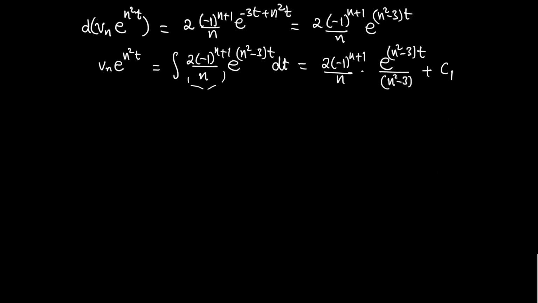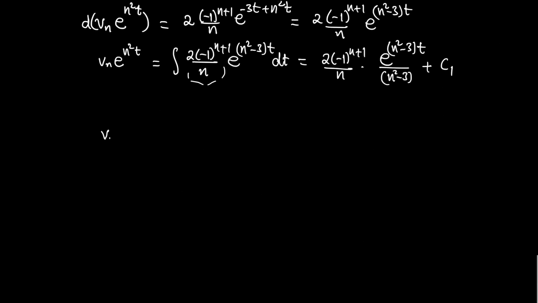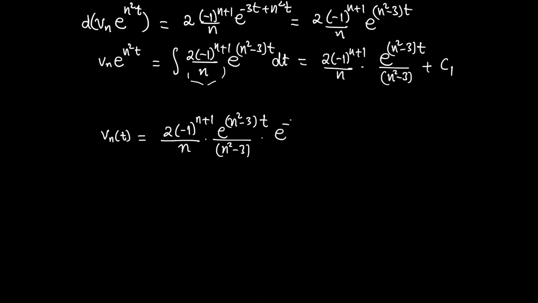So then Vn of t equal to, just to isolate. When you isolate, you just multiply by e to the minus n squared t, just to get rid of this, just to isolate. Okay, so that's your Vn of t. Unfortunately, it's kind of messy.